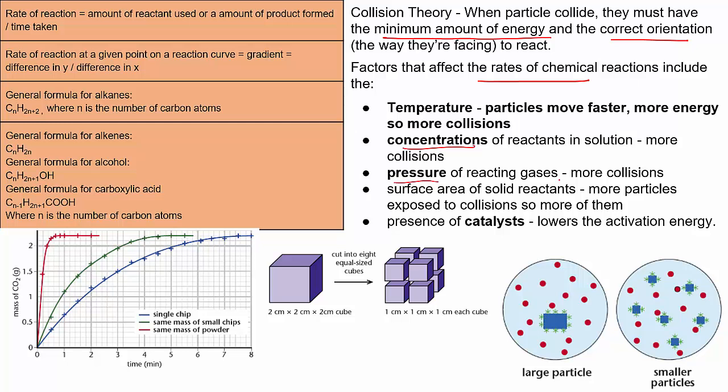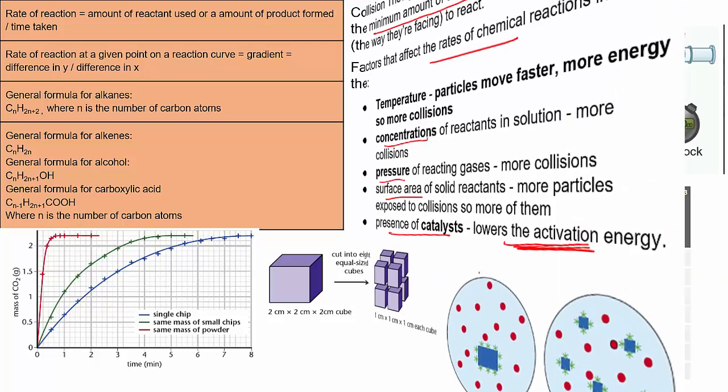Pressure increases the number of collisions in a particular area, a particular volume, and as a result more particles in a given area reacting, increased rate of reaction. Surface area exposes more particles so they can collide more, again more collisions, more reactions. Now what does a catalyst do? It simply lowers the activation energy, that's the minimum energy required for a reaction to occur.